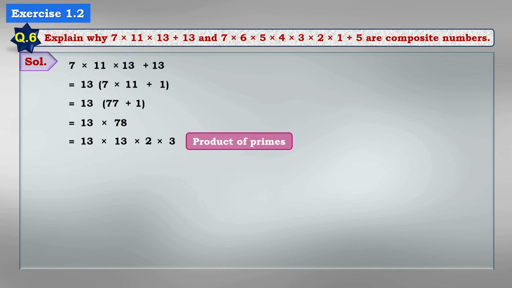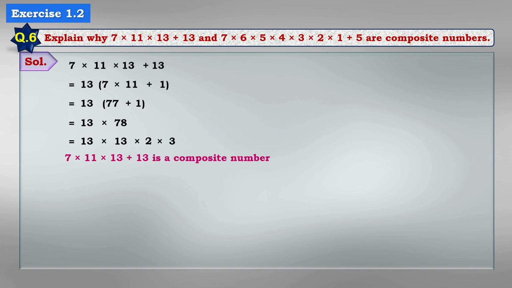Now 78 we can represent as 13 into 2 into 3. So here we can see that these are the product of prime numbers. So that's why this is a composite number, because it is a product of multiple prime numbers. Now let's take a look at the next expression.